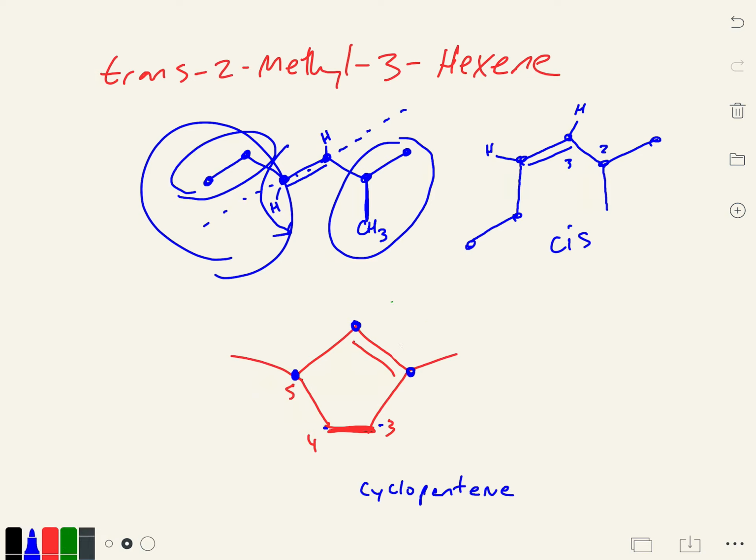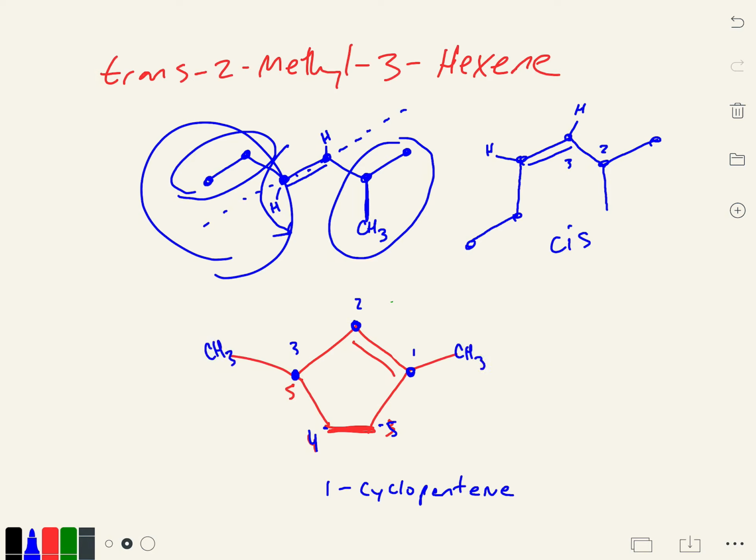So we're going to say 1, 2, 3, 4, 5. And this is 1-cyclopentene. In fact, I should probably have said that earlier. Let's always make the double bond part of the number 1 carbon in our cycloalkanes, or cycloalkenes. So 1-cyclopentene. Now we have 2 substituents, both of which are methyls.